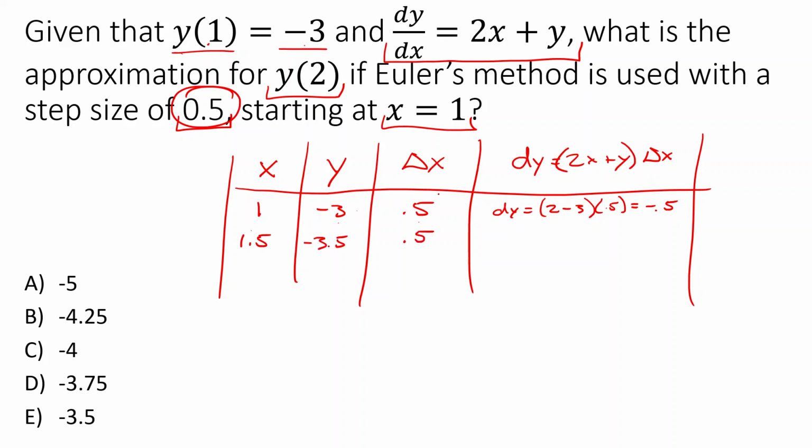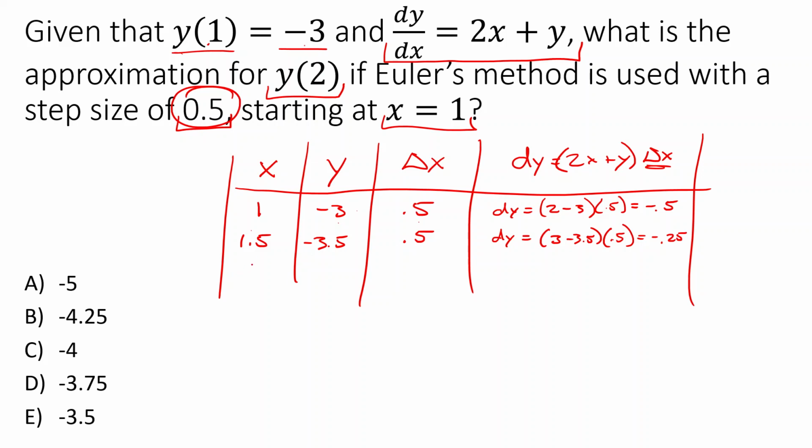Our delta x is still a half, that never changes. Our dy is going to be 1.5, 2 times that, so it's going to be 3. All right, forgot the 2. Did the 2 last time. So 2 times 1.5 is 3, plus y, so minus 3.5, times dx. That's usually what people forget, is the dx, or the delta x, if they do this wrong. So we get -0.5 times 1/2 is -1/4.